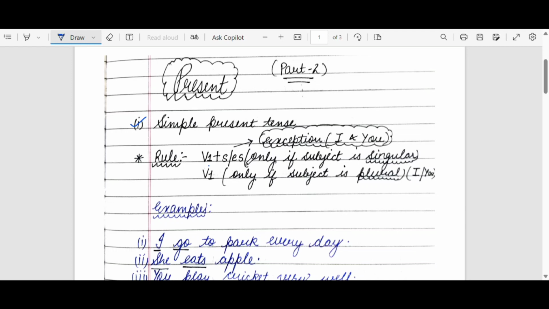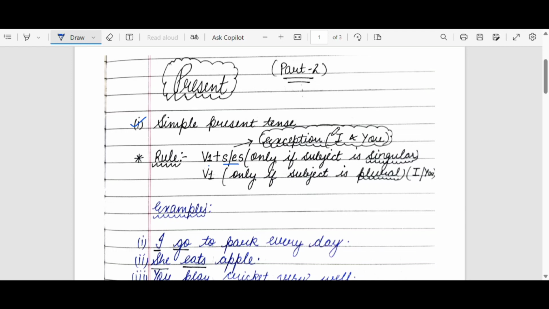V1 means first form of verb. Suppose learn. It is a V1. Its V2 is learned and its V3 is learned. So V1 is the first form of verb. S or ES means if the subject is singular. Suppose the subject is Ram. Ram is singular. So if the verb is play, with Ram we will use S with play. Ram plays. So the meaning of S or ES is that we have to use S or ES with the verb if the subject is singular.